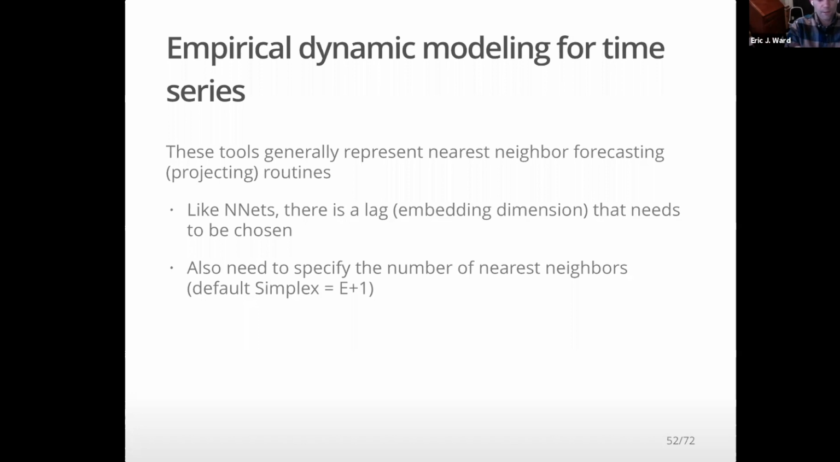So like neural networks, there's also this thing called a lag or embedding dimension, and this represents how far back in the past we're going to go to predict the future. In addition to the embedding dimension, we also need to specify the number of neighbors that we're going to use to predict. This is something you don't really have to do with Simplex, which defaults to the embedding dimension + 1.